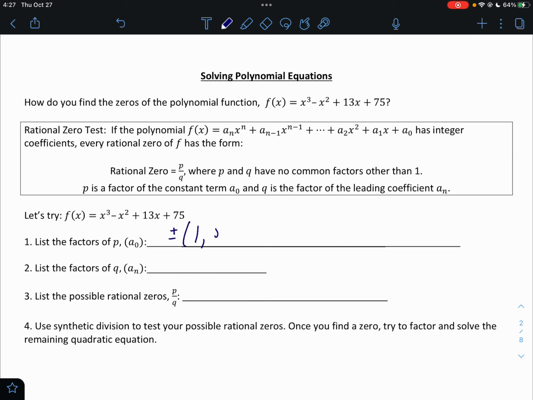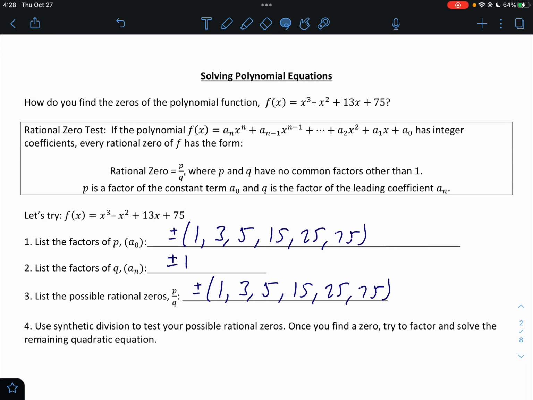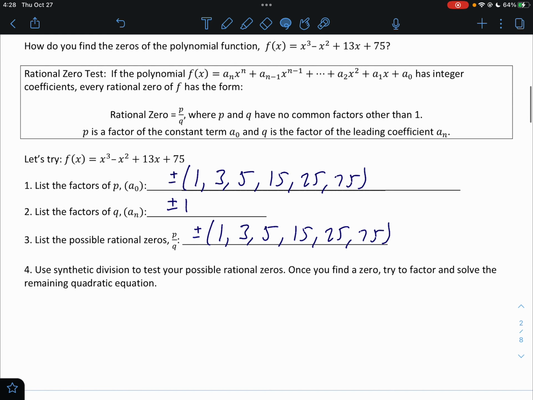That's it. So then what we're going to do is take all of the factors of p and divide them by all the factors of q. Now, because q is just 1, basically our rational zeros are just that. So then you're going to take synthetic division, one at a time, and we have 12 possible answers here. The hope is that at least one of those is a solution, a zero to this problem. All we need is 1.